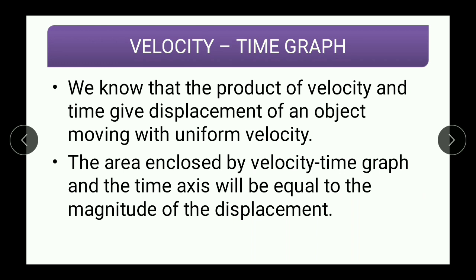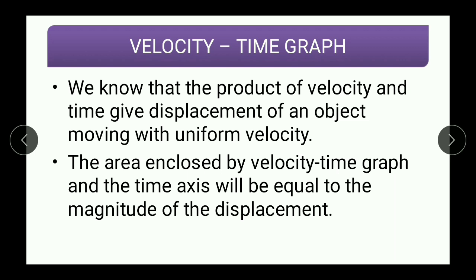There are few points that we must know while studying about velocity time graph in case of uniform motion. First point is, we know that product of velocity and time gives displacement of an object moving with uniform velocity. So what is displacement in case of uniform motion? It can be given as product of velocity and time. Okay, why? Because velocity is displacement upon time. So displacement will be what? Velocity into time.